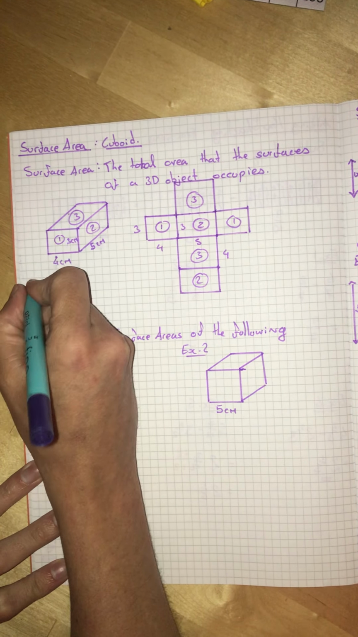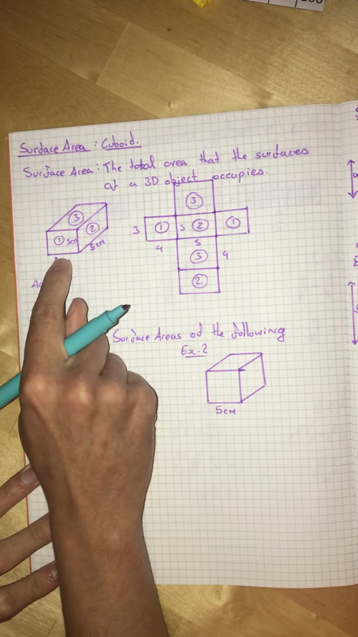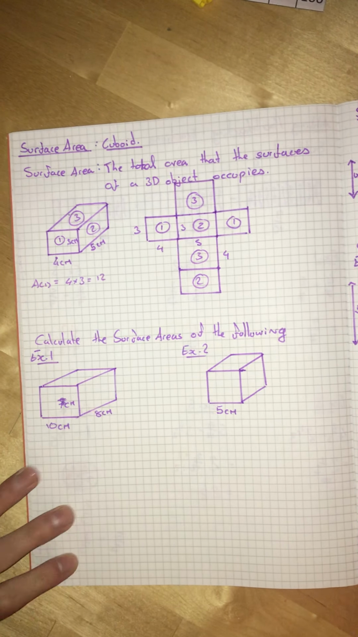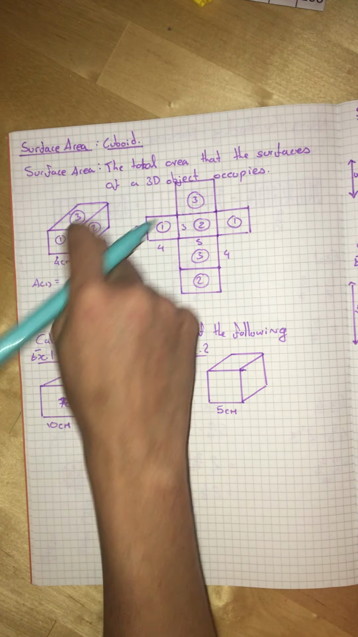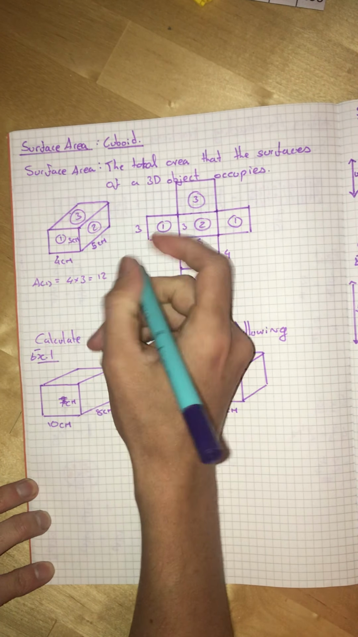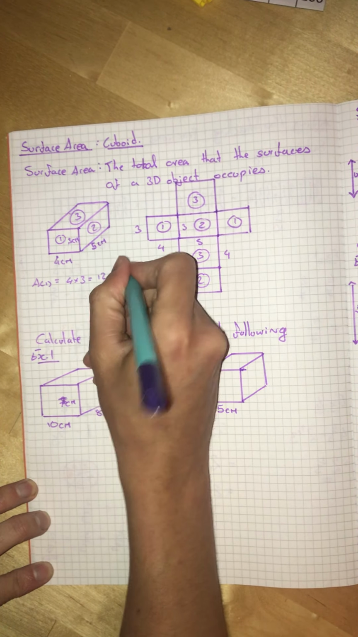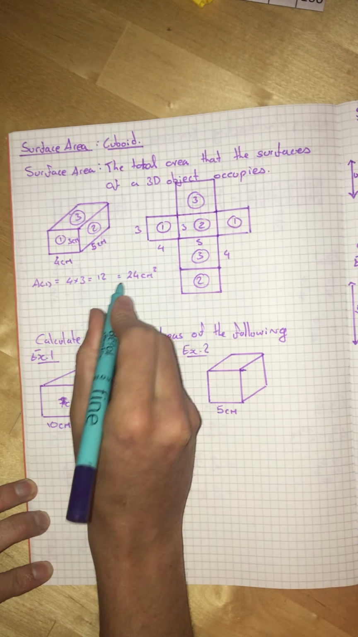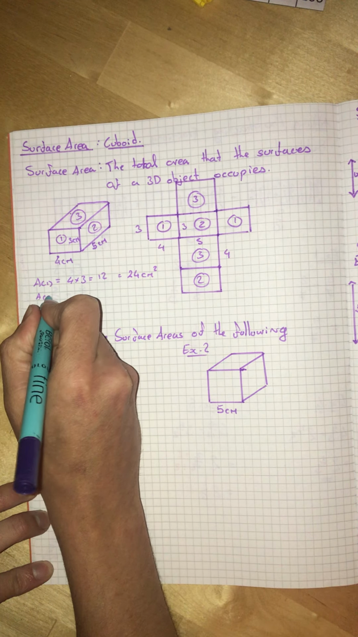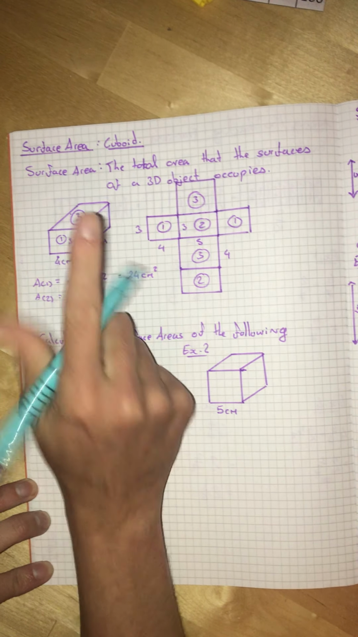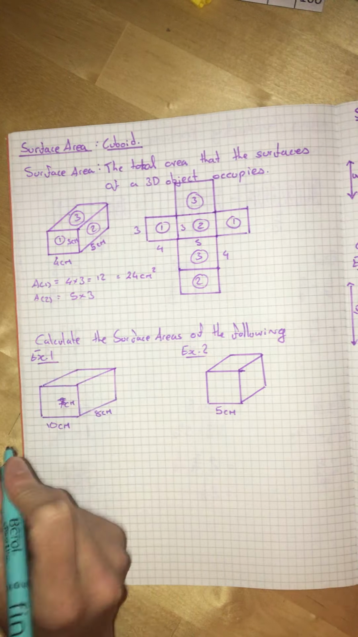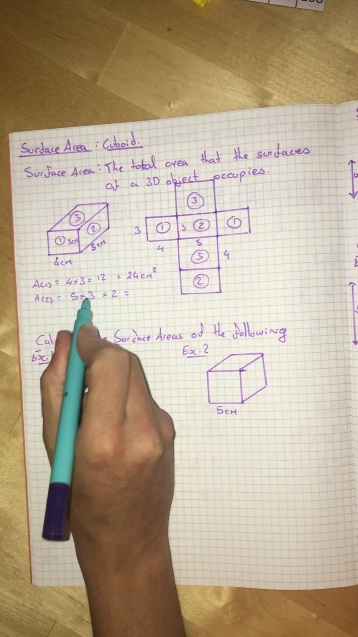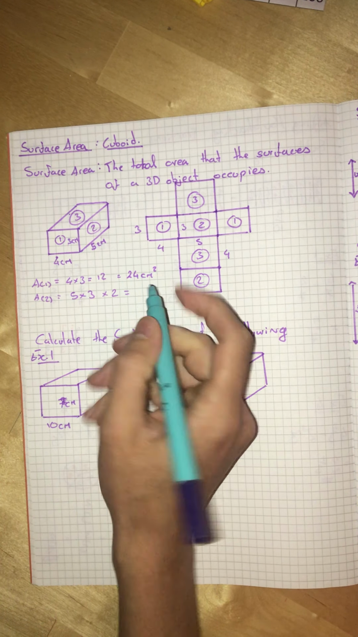So area of panel 1 is just going to be 4 times 3, which is 12. But remembering that there are 2 of them. So then we would times that by 2 to get both of them. Area of panel 2 equals 5 times 3. But remembering that there's 2 of them, so we would then times it by 2. 5 times 3 is 15, times 2 is 30.